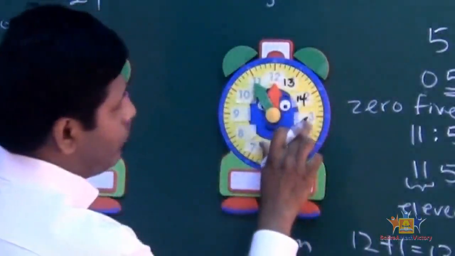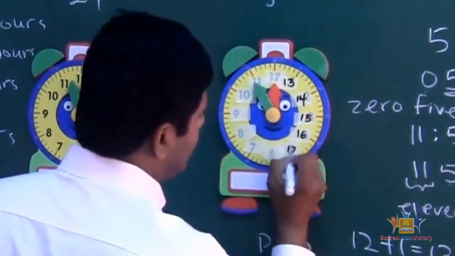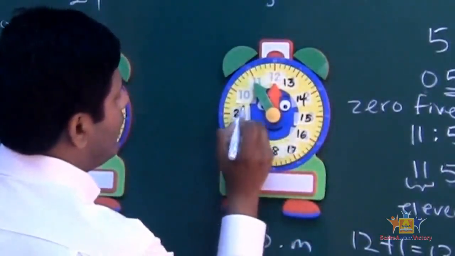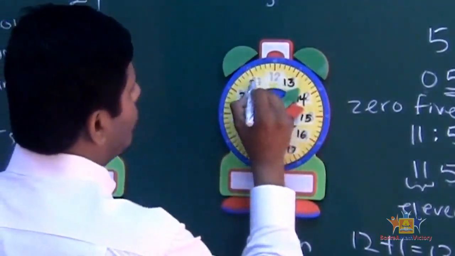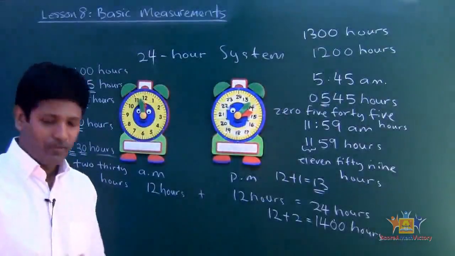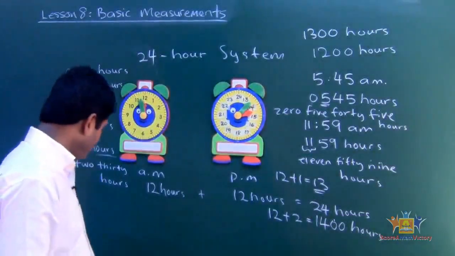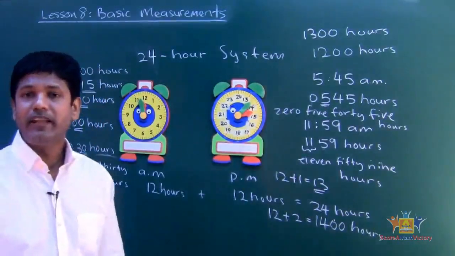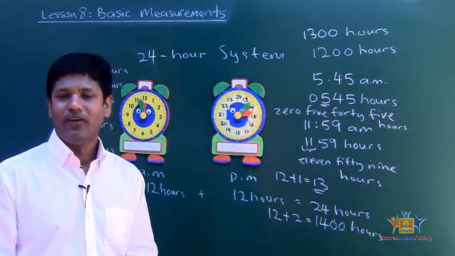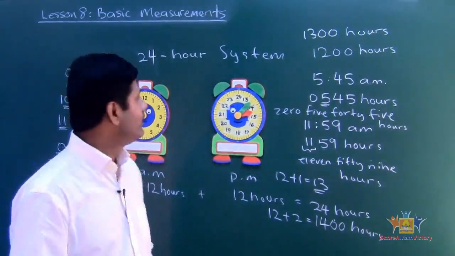Now look at this. There's a 3 there. 3 plus 12 is 15. That's 16, that's 17, 18, 19, 20, 21, 22, 23, and look at that, 24. Back to the 24, that's the end of the day. That's midnight. So if I say 2400, that's midnight, or 0000. Okay? So that's midnight.